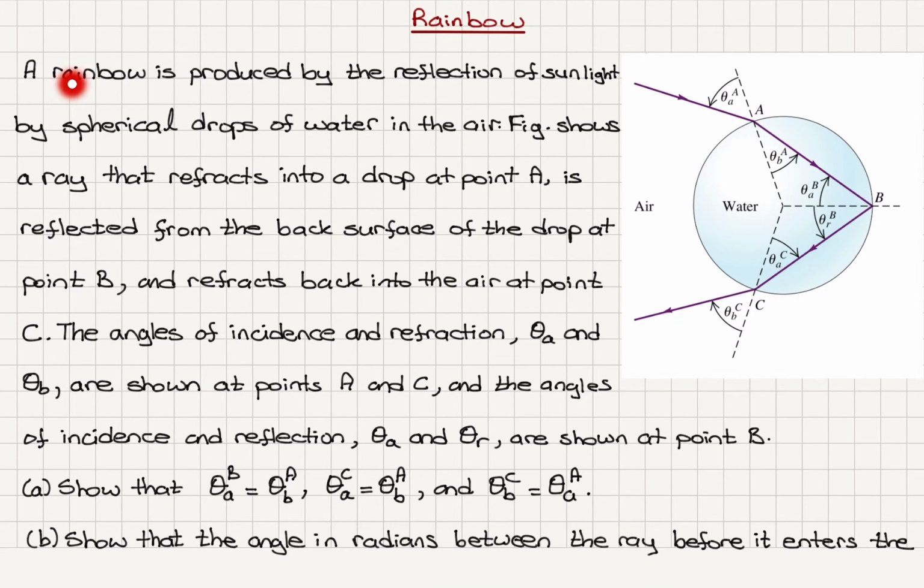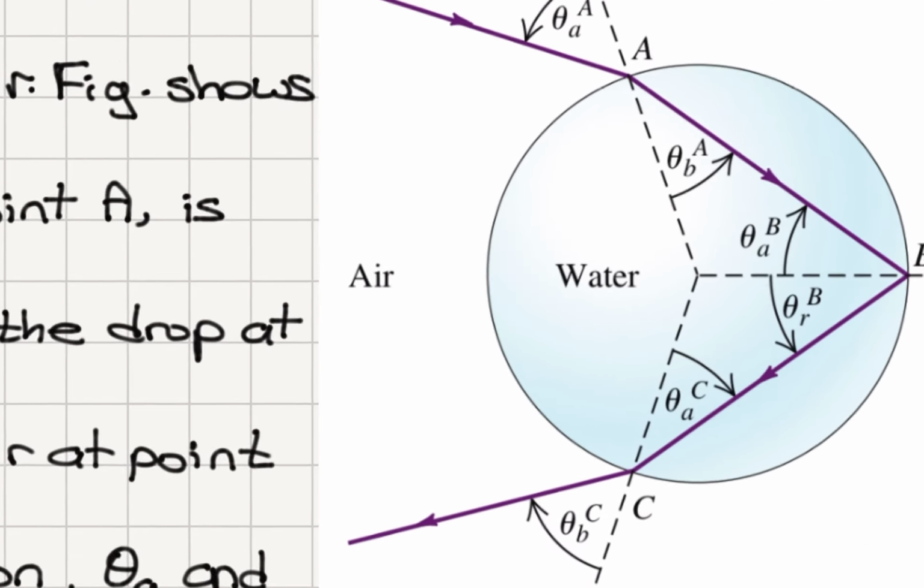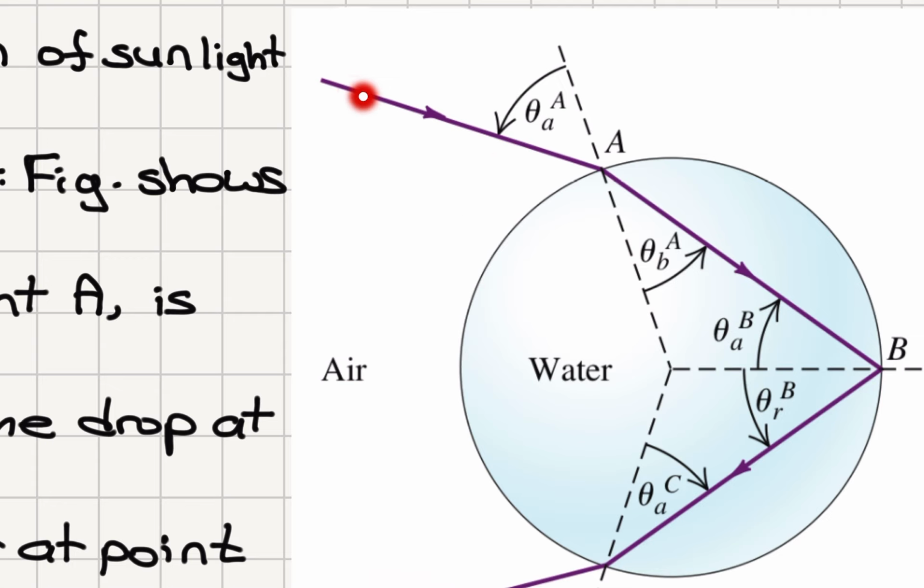Rainbow. A rainbow is produced by the reflection of sunlight by spherical drops of water in the air. The figure shows a ray that refracts into a drop at point A. So that refraction occurs at point A, with angle of incidence theta sub A at point A and angle of refraction theta sub B at point A.